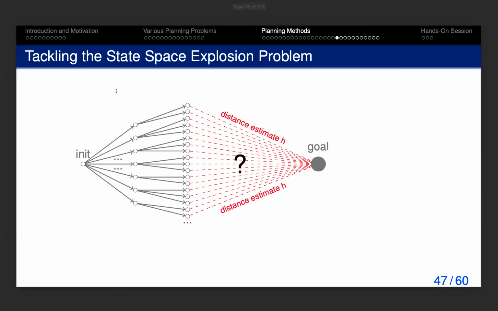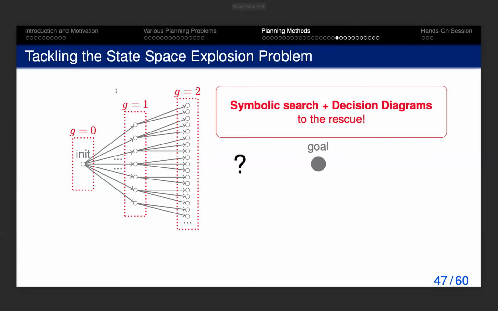One approach, as we have just seen with K-star, but also with A-star and greedy best-first search and so on, is always to use distance estimation to the goal to prune, or not to consider, some states. Normal heuristic search just says, okay, I only have to consider this state now because I don't have to consider those states. That's the most common paradigm for handling the state space explosion problem. But there is also another paradigm for optimal planning, which is called symbolic search with decision diagrams.